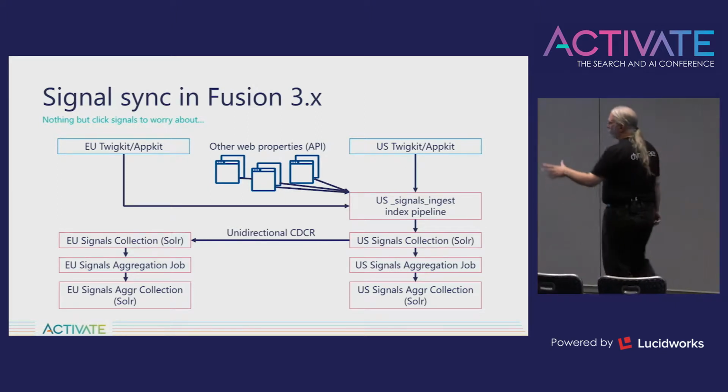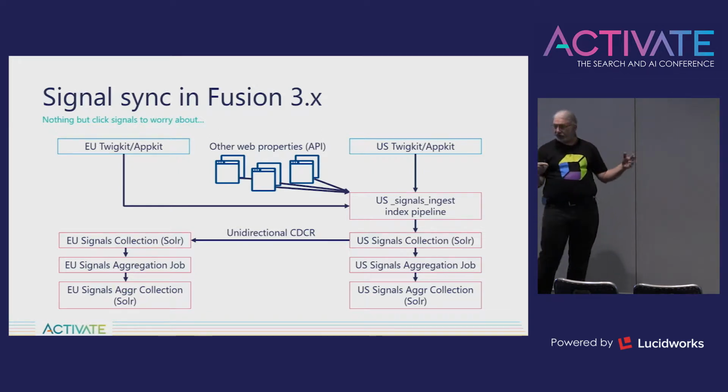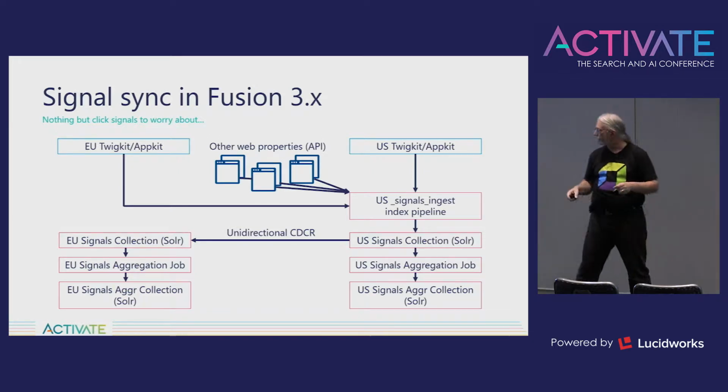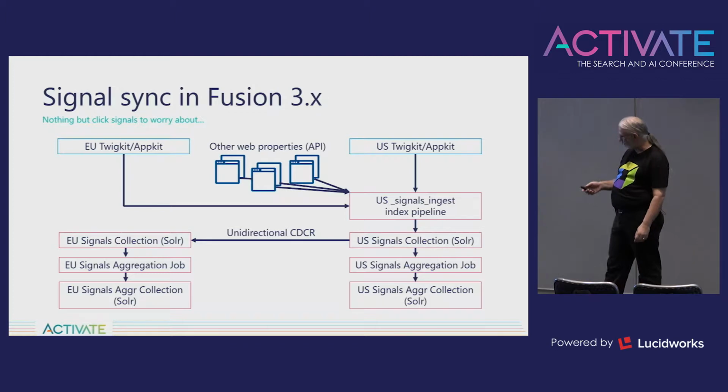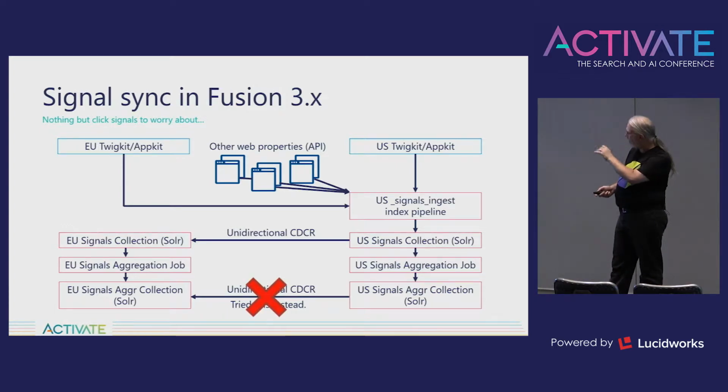So anyway, in a nutshell, the signal aggregations fire independently in each cluster. You end up with similar, not exact, but very, very similar data in the aggregations collection both ways. Now, we tried, and I alluded to this earlier, unidirectional CDCR of the aggregation collection, but the impact was way too high. It was way too busy, so we felt it was better to do the incremental updates of the signals themselves, and we didn't do that.